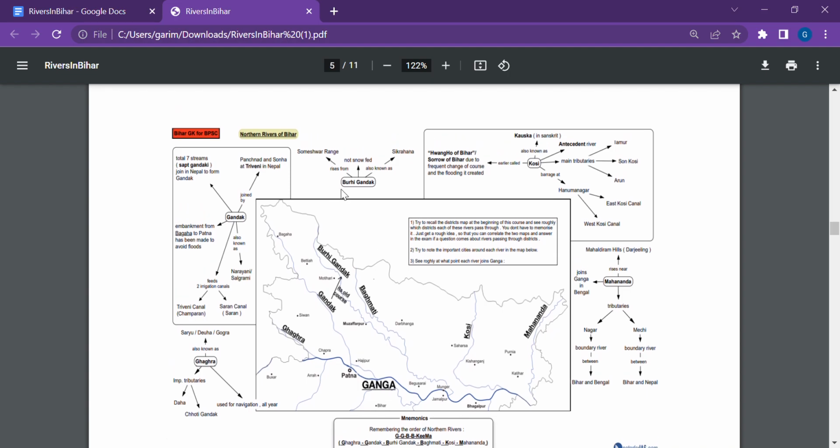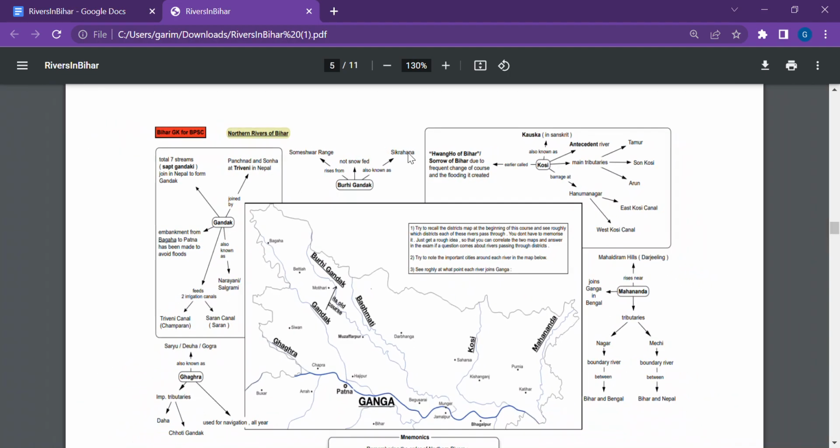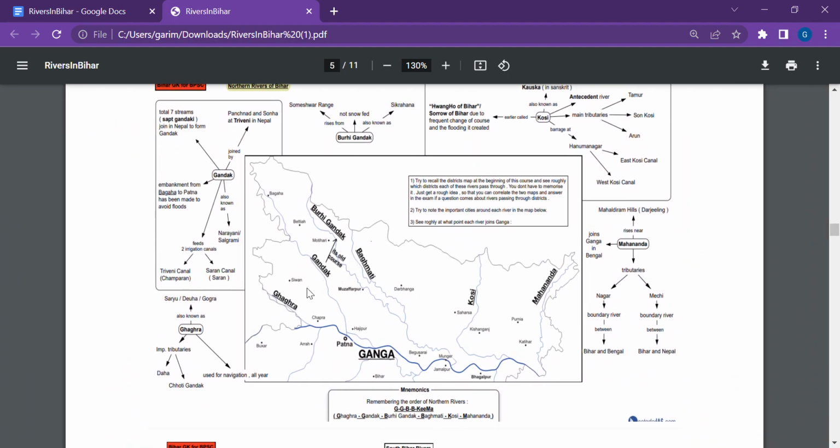Okay, we have the Budi Gandak now. It originates from the Someshwar range, is not snow fed, and is also known as Sikrahna. Okay, these three rivers have been done.